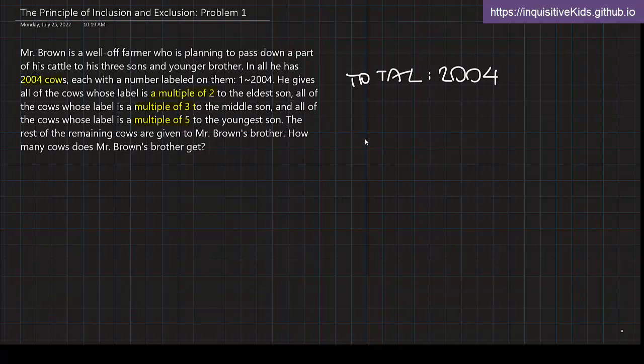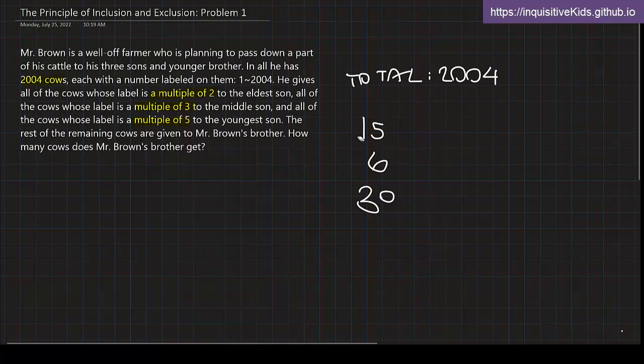And this is why it's called the principle of inclusion and exclusion. Some of these numbers are going to have overlaps. For example, what about 15? 15 is a multiple of both 3 and 5. Or 6. 6 is a multiple of 2 and 3. And worse, what's a multiple of 2, 3, and 5? 30. It's a multiple of all of them. So how do we deal with numbers like 15, 6, and 30?